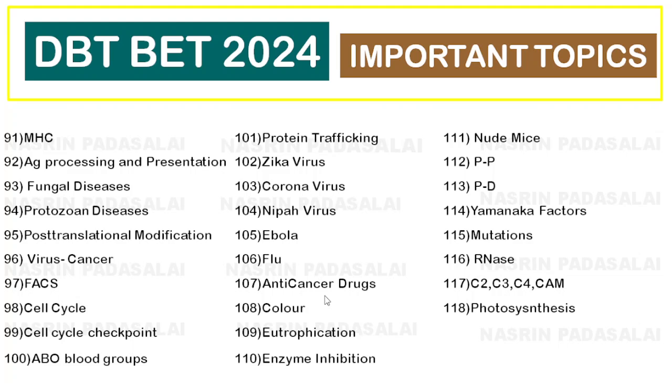Because not only for DBT BET, for any exam, definitely one question will be asked from this particular thing. And in the DBT BET JRF examination, these topics are highly important. Next is nitrogen fixation, microorganism. You need to know about nitrogenase enzyme, nitrate reductase, nitrite reductase, and what kind of cofactors are involved. You need to know about the nitrogenase enzyme in detail.